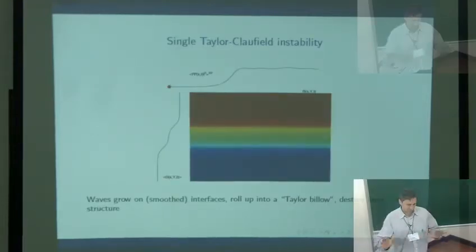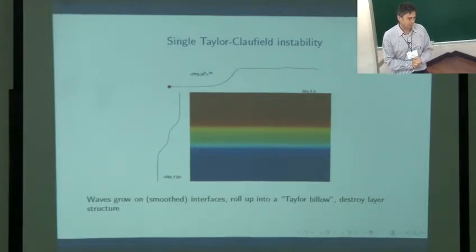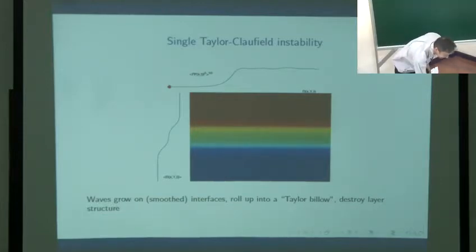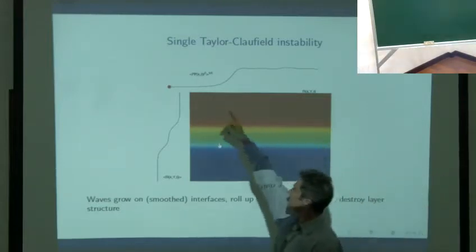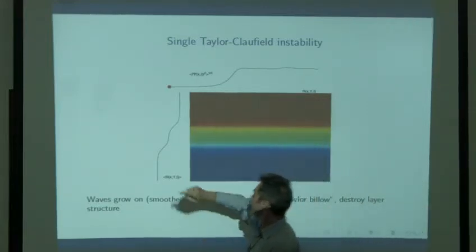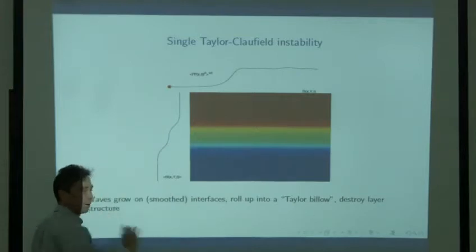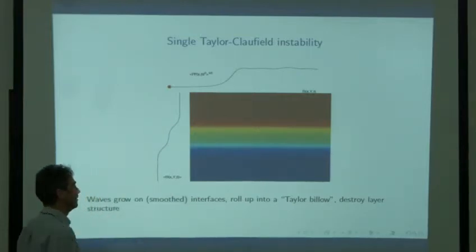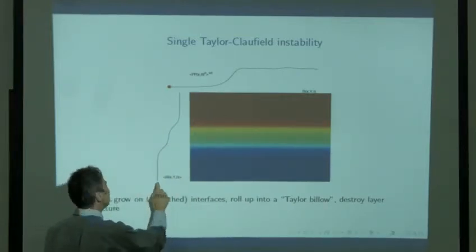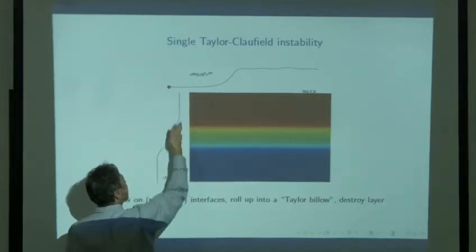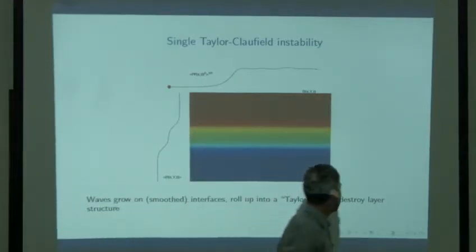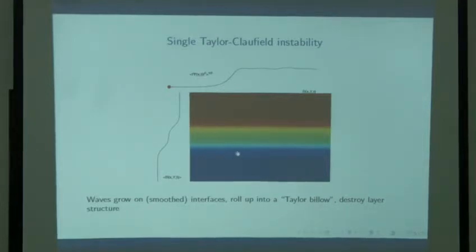Okay, so before I go on about the staircase, let me just show you what happens with the single Taylor-Caulfield instability. So this is going to be some measure of the amplitude of the instability wave. So here is the buoyancy profile. That's what I was trying to plot, not the density. So minus the density. So we've got a step here, a step here. We've smoothed them in the numerical scheme. And this is showing the buoyancy field, minus the density field.